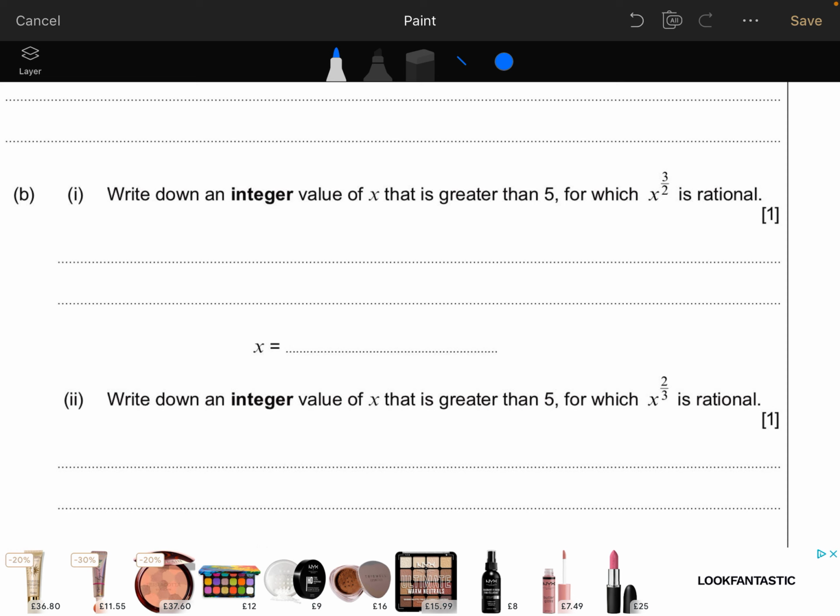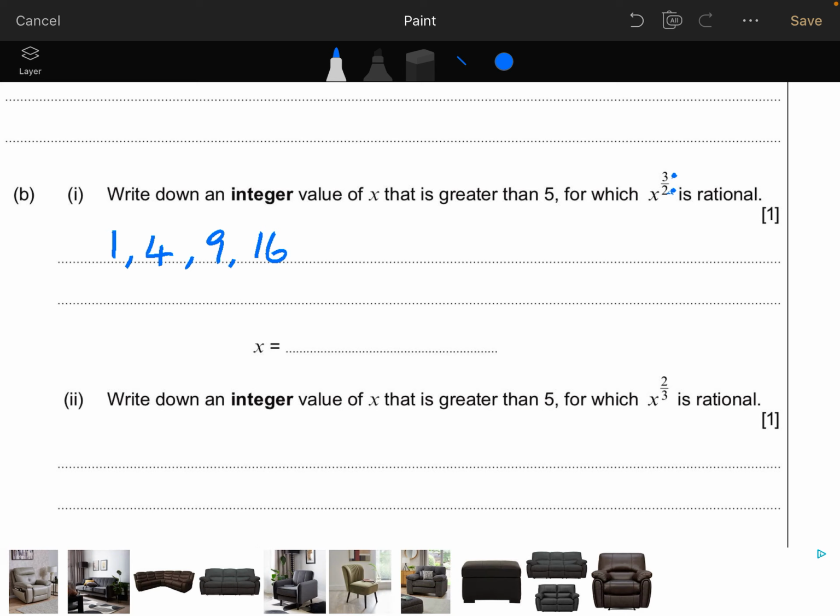Okay, so we want to change that 3 over 2. What I'm going to do is take square numbers. The square numbers are 1, 4, 9, 16. The reason I'm taking square numbers is because this is cubed and square rooted. The 3 at the top is cubing it, and the 2 at the bottom means square rooting. If I square or cube any number, I'm still going to end up with a whole number.